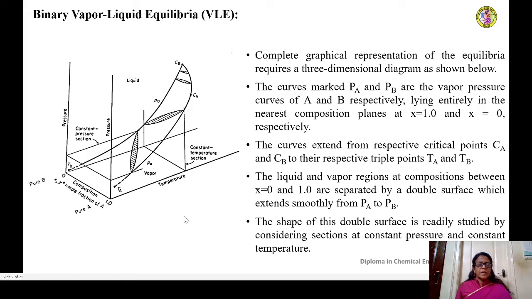So let us now take up the constant pressure vapor liquid equilibria, which is nothing but, at a constant total pressure, how temperature varies with x and y star. Then we have a constant temperature vapor liquid equilibria, which is a plot of, or a relationship between, pressure versus x and y star at a constant temperature. Let us now understand the general characteristics of these plots in the next discussion.